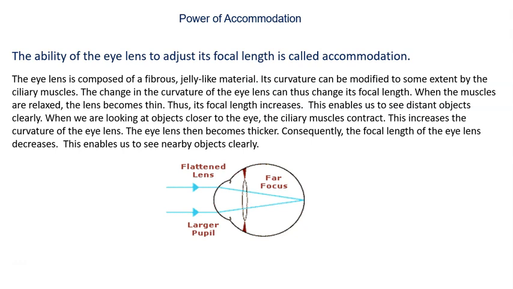You can see in the animation, this is a thin lens, you can see the far off object clearly, but when it is a thick lens, you can focus on the short distance object.